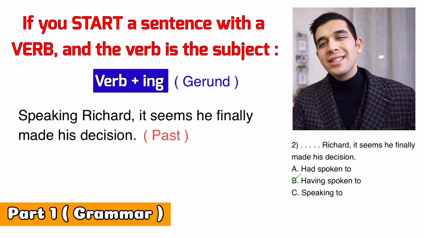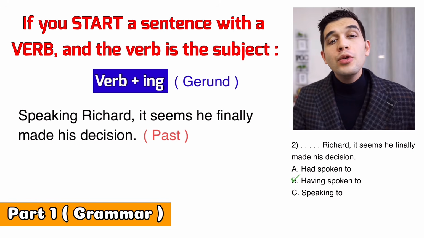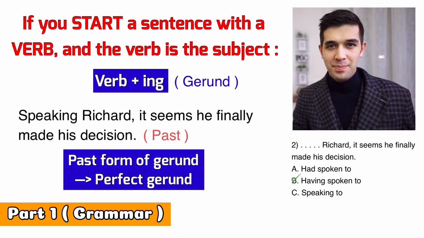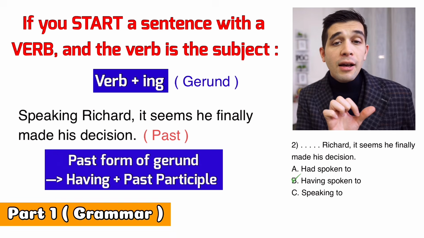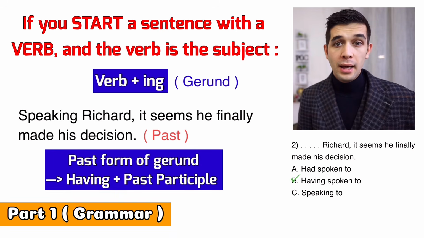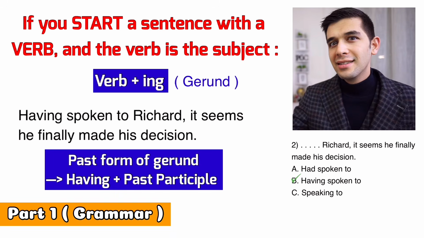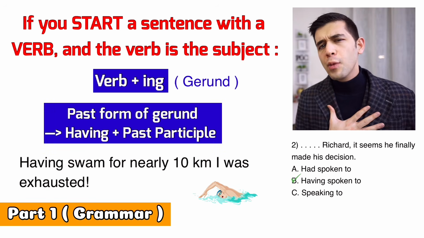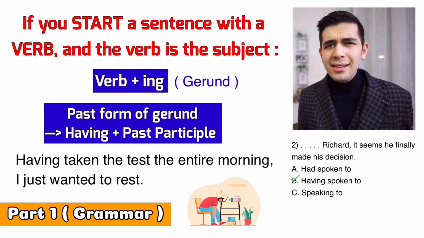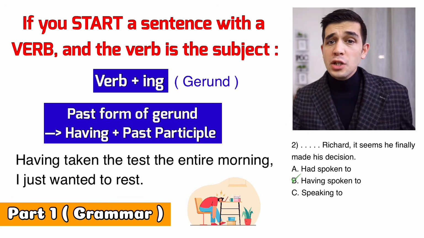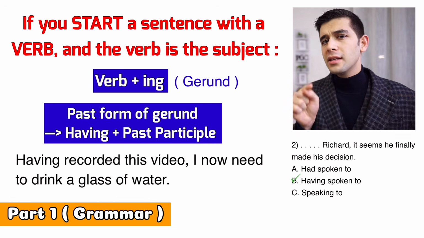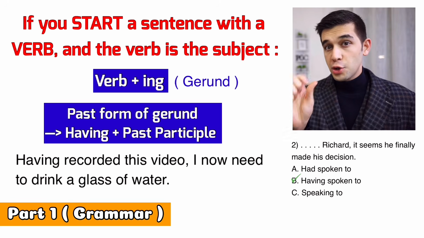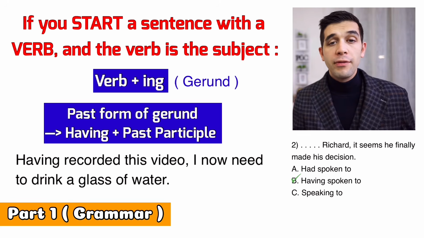So, when your sentence is in the past, you need to use the past form of gerund, which is called perfect gerund. What is perfect gerund? It's having plus past participle of the verb. Having spoken to Richard, that's the answer. Having swum for nearly 10 kilometers, I was exhausted. Having taken the test the entire morning, I just wanted to rest. Having recorded this video, I now need to drink a glass of water. So, if you have a gerund in the past, you should use perfect gerund.